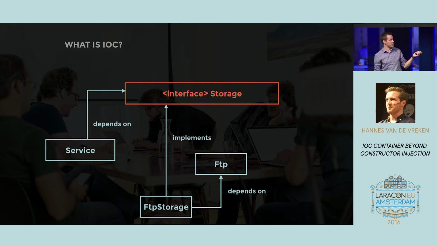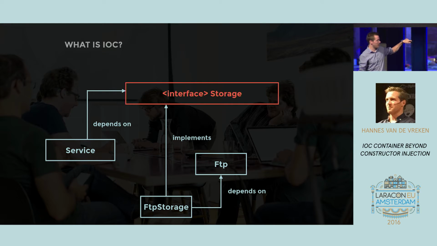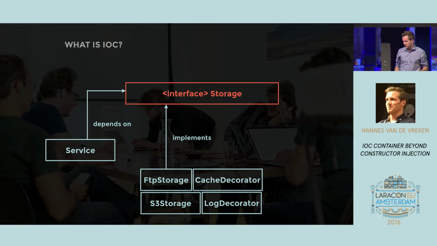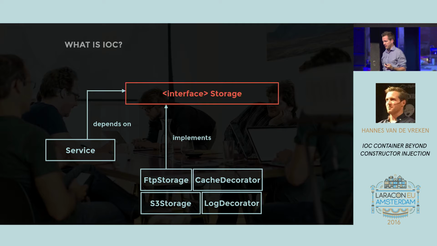So the FTP storage class here depends on FTP and also implements the storage. Note that the classes, the leaves at the bottom of the graph, are actually the most low-level implementation classes in your entire project. So we have different implementations for the storage interface. We have the FTP storage, the S3 storage, and the decorators. They're all children of the storage interface. So that's the dependency graph.